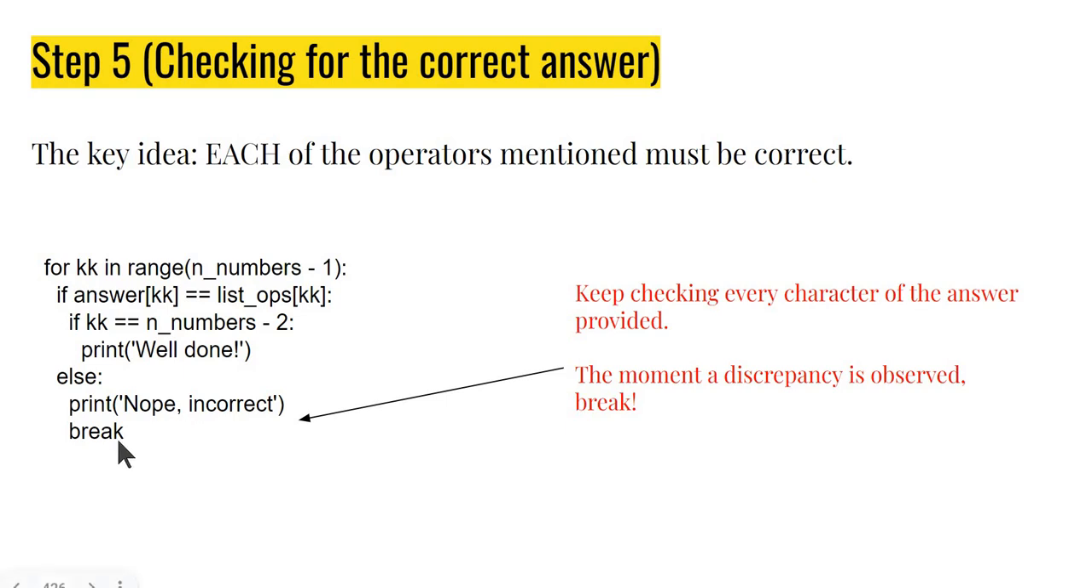I just say incorrect, and at this point I use a break statement to break out of this loop, because I don't need to test further. On the other hand, if I never come into this and I keep going into this, if kk is equal to n numbers minus 2, now again, don't get confused here. kk is going from 0, 1, 2, 3, 4 to n numbers minus 2. So if I'm at the last number, then I say, all right, you must have done very well, and it's all correct, because it means that every element of the answer is matching to the list of ops.